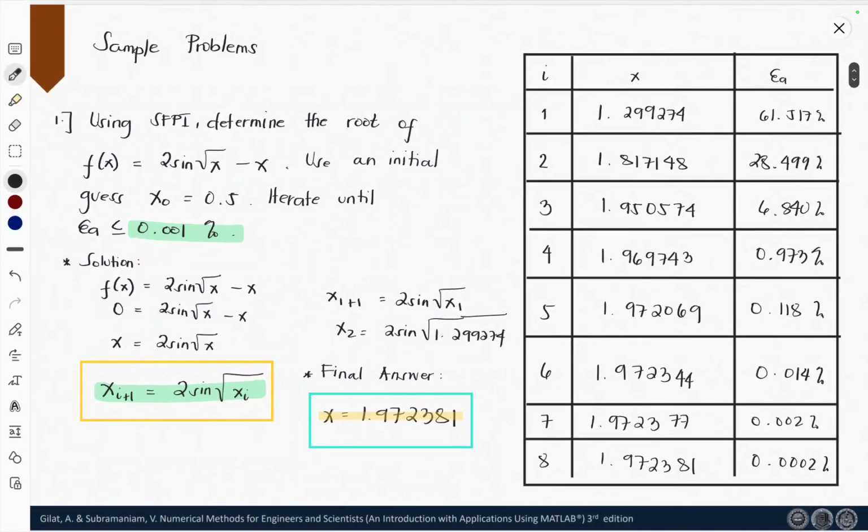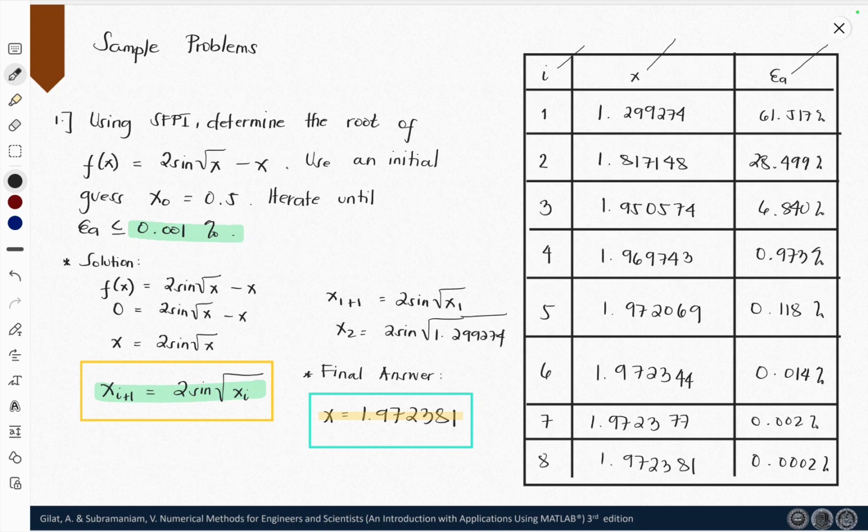So try to understand this problem. Actually, the simple fixed point iteration is a lot easier. It is easier than bisection and false position. As you can see in the table, we have only 3 columns. First column for the iteration, second one for the root x, third one for the approximate error, and that's it.